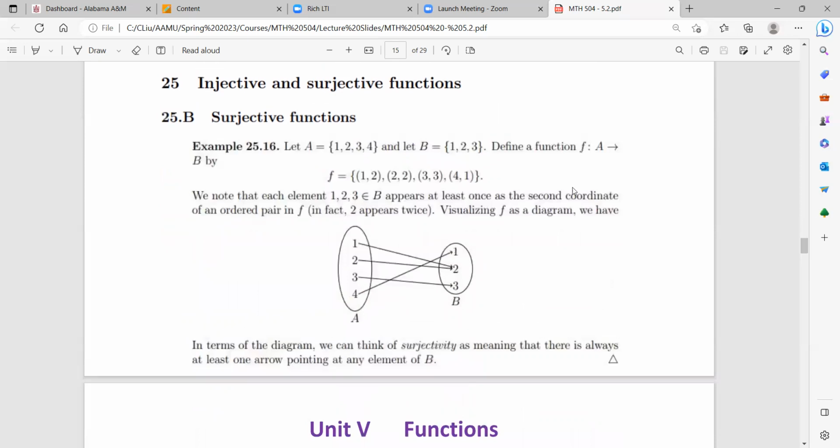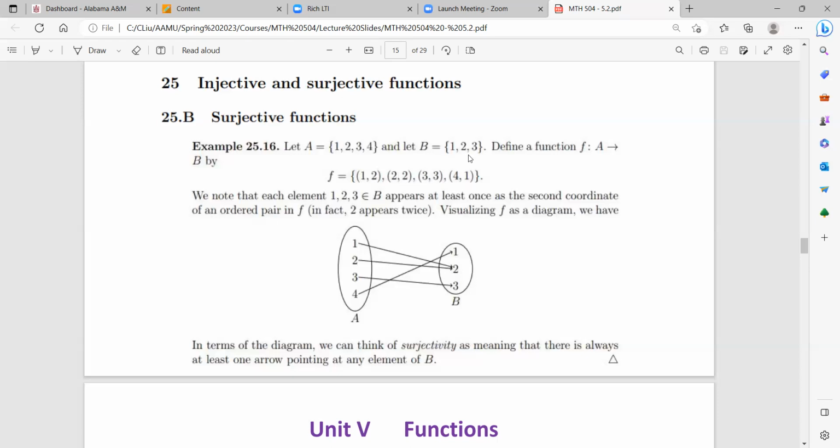Suppose we have function f defined from A to B, where the set A is the set of four numbers, 1, 2, 3, and 4, and the set B is three numbers, the set of 1, 2, and 3. So if you define the function f by this rule, remember a function is a set of ordered pairs: the pair (1, 2), the pair (2, 2), the pair (3, 3), the pair (4, 1). If you look at the second coordinate for each ordered pair, we have 1, 2, and 3.